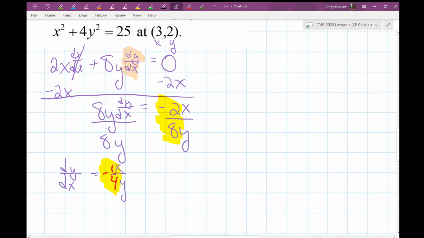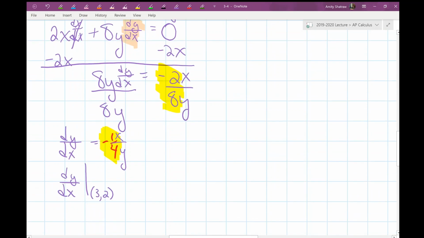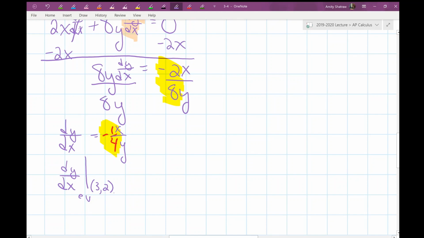So to evaluate dy/dx at this point, (3, 2), remember this is my evaluation symbol, says, hey, plug in this x value and this y value, and I'm plugging it in right here with my negative x over 4 times y. There was a 1 right here, and multiplication by 1 is boring, so I'm not going to add that in there. But x is 3 and y is 2. And so now I think I could finally get an answer here, which is negative 3 over 8.